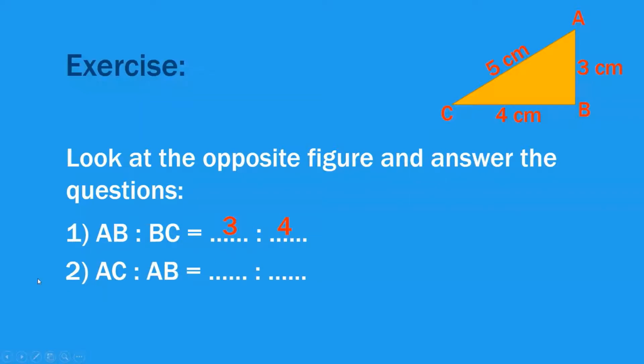Number 2, AC to AB. Let's look at the triangle, AC to AB. So AC equals 5 centimeters. So let's write here AC 5 centimeters, which is the length of AC. And AB is 3 centimeters. So the ratio between AC to AB equals 5:3.